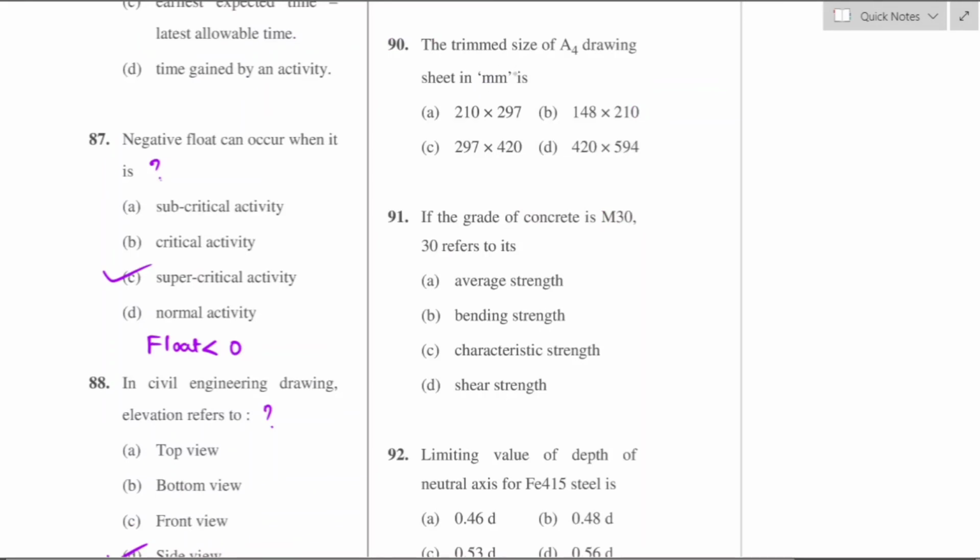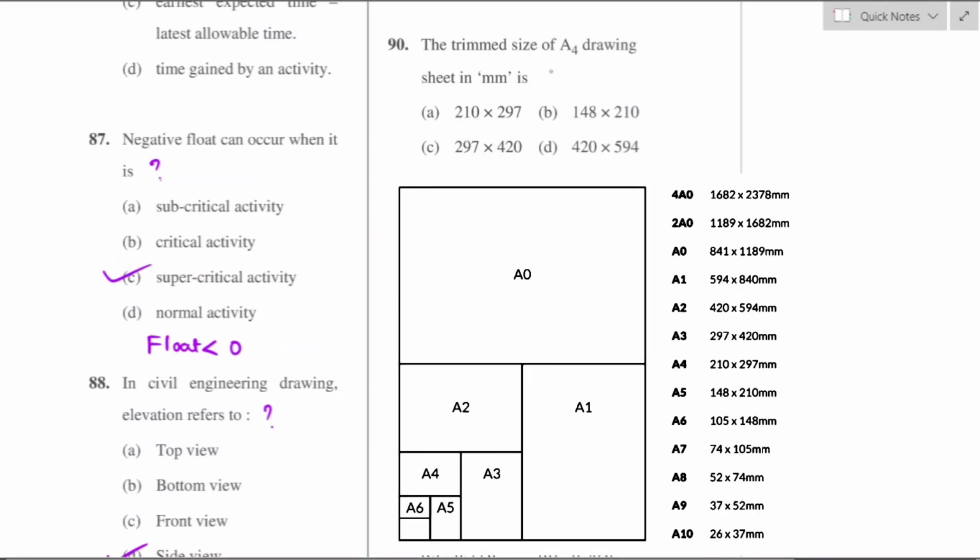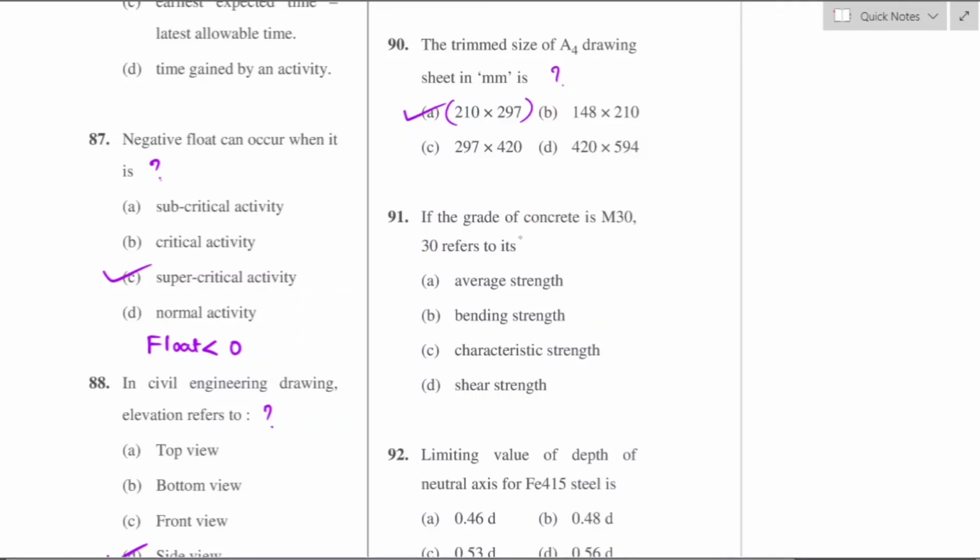Question number 90. The trim size of A4 drawing sheet in mm is. A4 drawing sheet dimension is 210 by 297 mm. Option A is the right answer. Question number 91. If the grade of concrete is M30, 30 refers to its compressive strength of concrete. Option C is the right answer, where M stands for mix of the concrete and 30 stands for characteristic compressive strength of concrete.